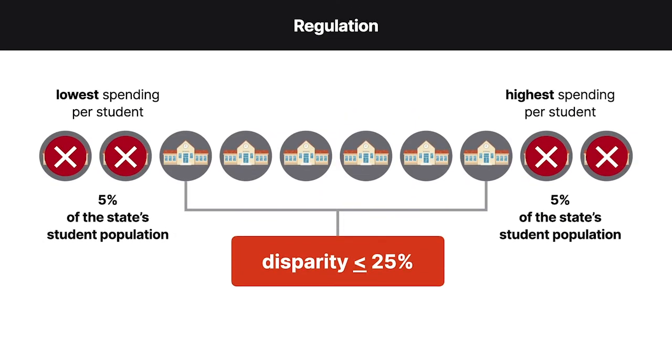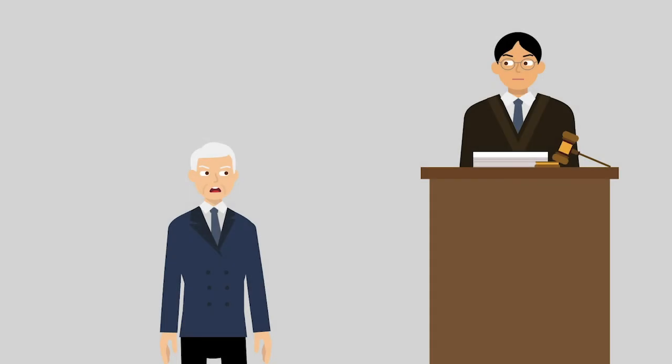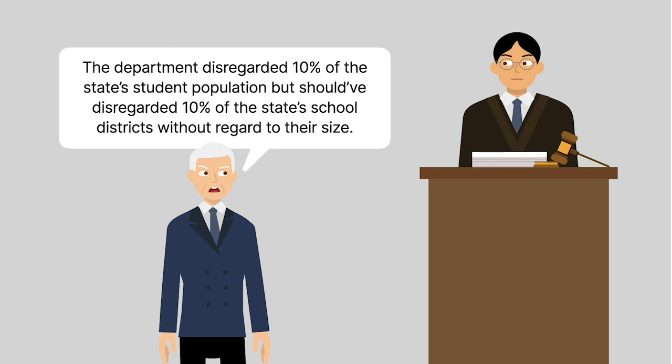According to Zuni, the department should have disregarded the top and bottom 5% of school districts in the ranked list instead of disregarding school districts that made up 5% of the state's student population at each end of the list. In other words, the department disregarded 10% of the state's student population, but it should have disregarded 10% of the state's school districts without regard to their size.